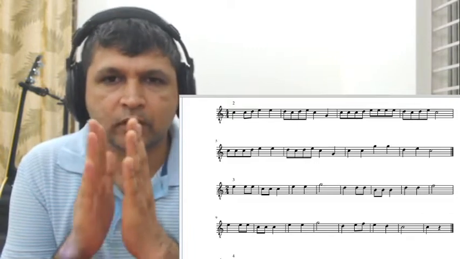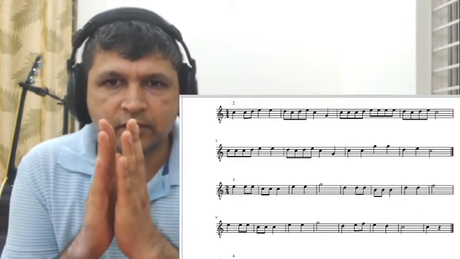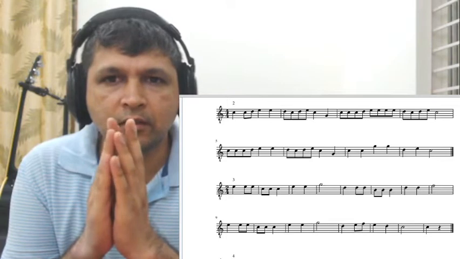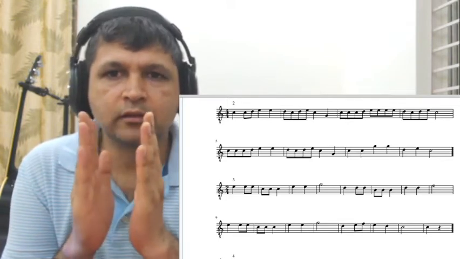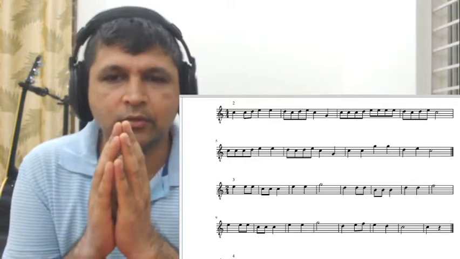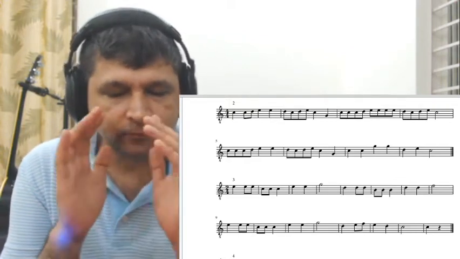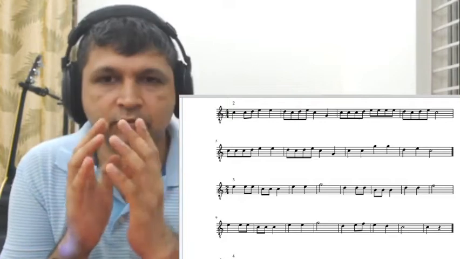1, 2, 3, 4, right? We'll do the first measure and then we go on to the second measure. C, C, D, E, E, D, C, D, E, C, G. There you go. So if you got it this way, perfect. If you didn't get it, please do it again.